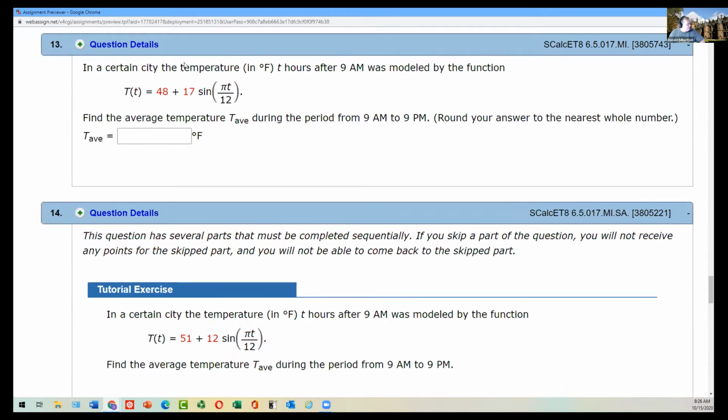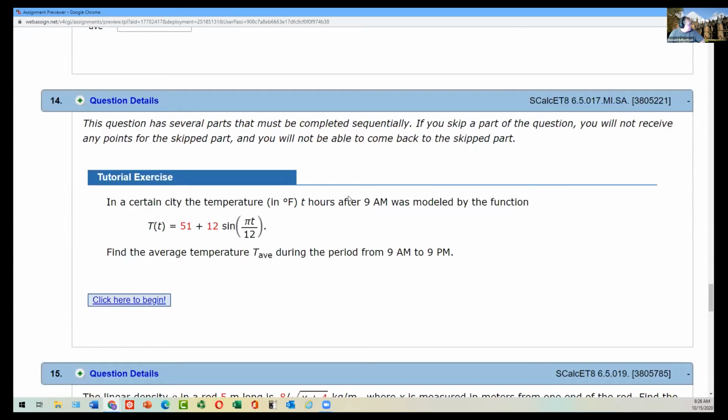Right, this one is just ugly. You are going to find the average value of this question from 9 a.m. to 9 p.m. Essentially, from 9 o'clock till 21. That'll be the numbers. 9 a.m. is 9 hours and 9 p.m. is 21 hours.